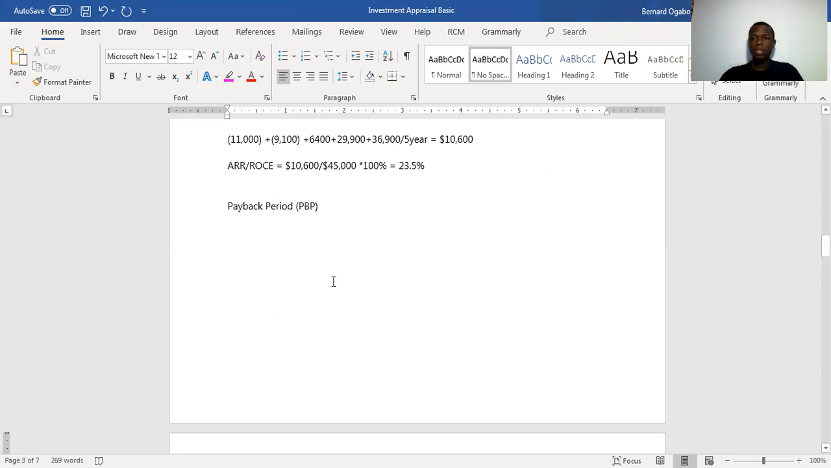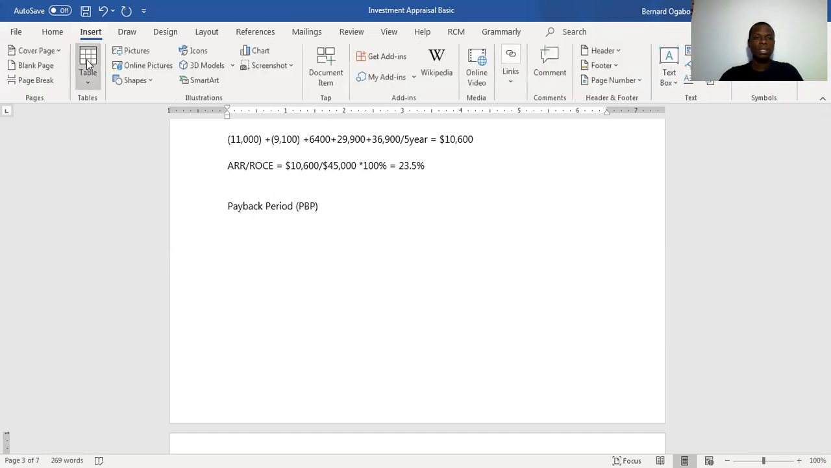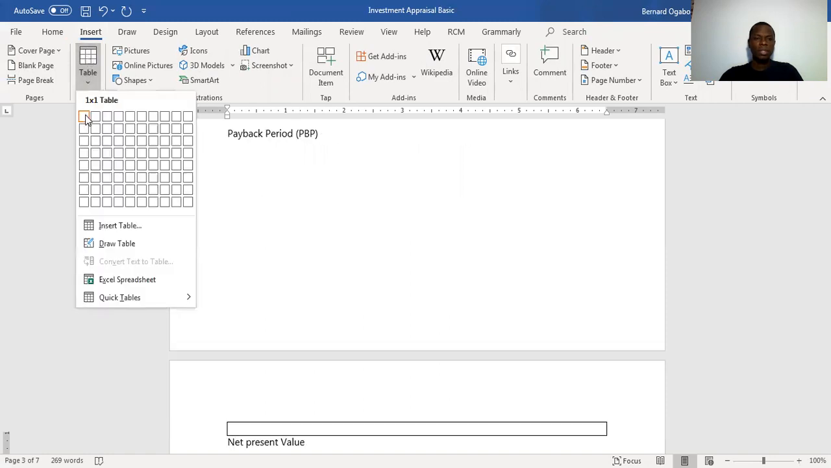Payback period uses cash flow. So we are going to use cash flow the way we have been given. So I go to insert this.